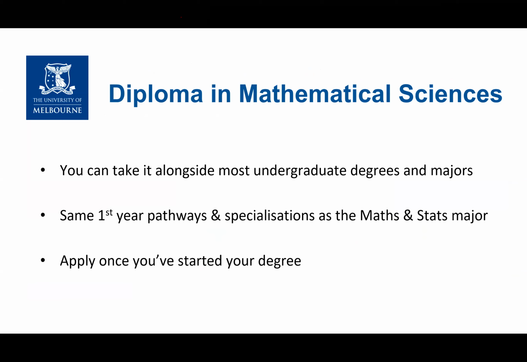And you apply for the diploma after you've started your degree. So you don't need to apply for the diploma at this stage if you're still at school or still thinking about which courses to apply for. At this stage, you only need to focus on your bachelor degree. You apply for a diploma in mathematical sciences after you've accepted your offer of a bachelor degree at Melbourne University, after you've enrolled and after you've started to choose your subjects. In fact, a lot of people don't enroll in this diploma in mathematical sciences until the end of their first year of study.